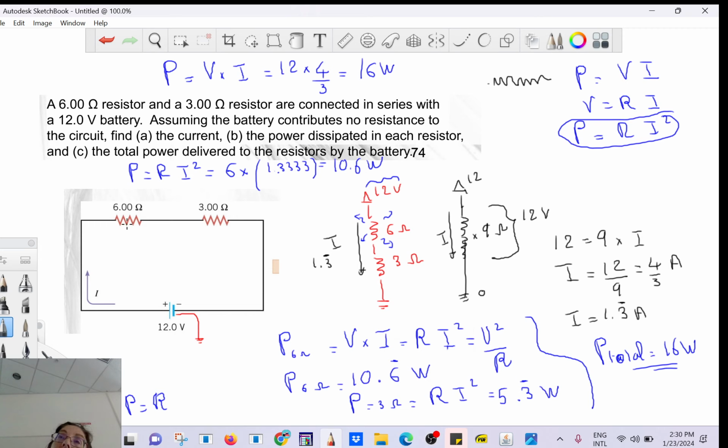So each time you have a resistor, you have 3 ways to find the power. You can say it's Ri square, or you can say it's V square over R, where V is the voltage across the resistor and I is the current going through the resistance. Or you can say V times I. All those are equivalent to each other. Is that clear? Yes.